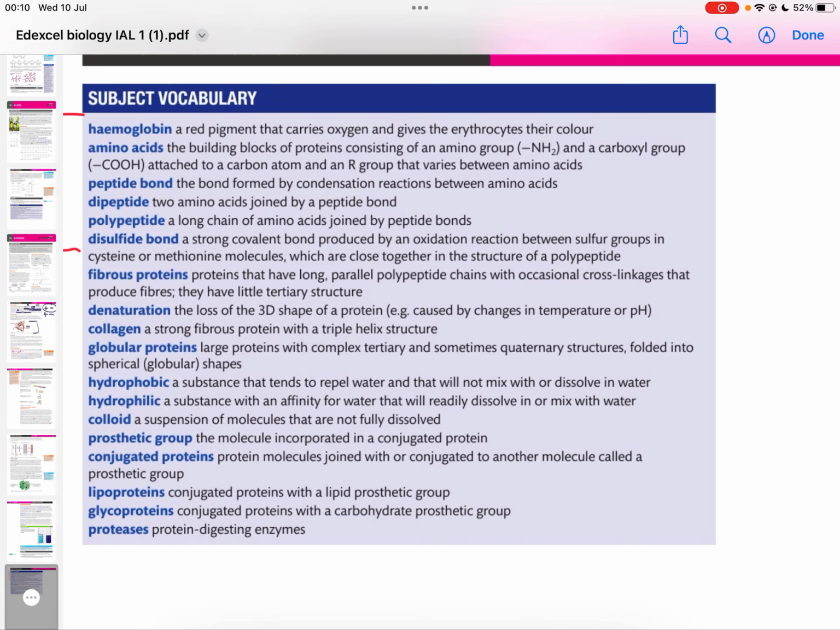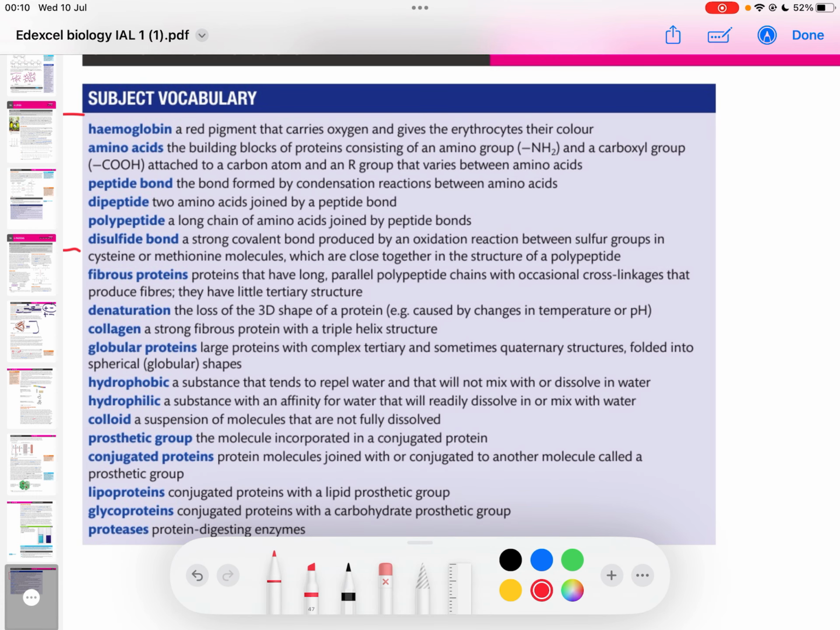Proteins that have long parallel polypeptide chains with occasional cross-linkages that produce fibers. They have little tertiary structure, such as collagen. Globular proteins are large proteins with complex tertiary and sometimes quaternary structure folded into a spherical, globular shape. So think of the globular protein as an earth. It's a spherical, globular shape, and it's very large. Fibrous is just like fibers.